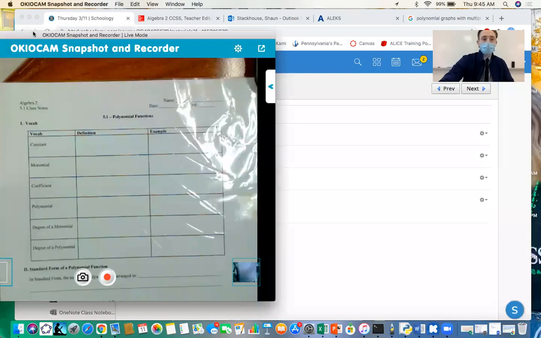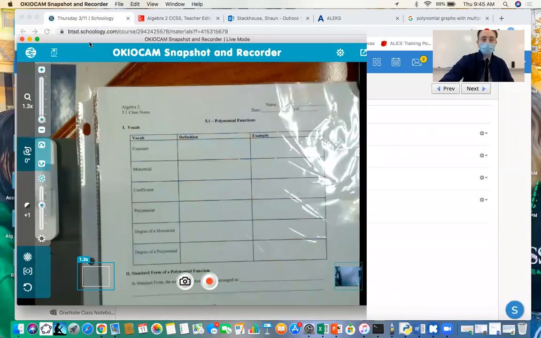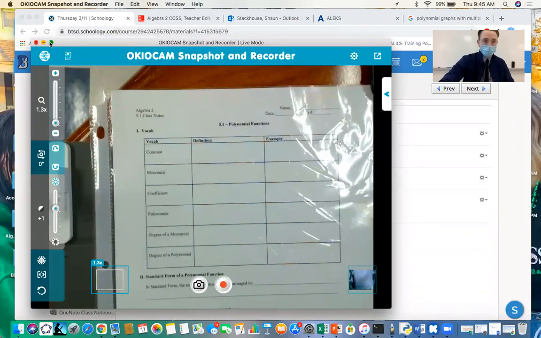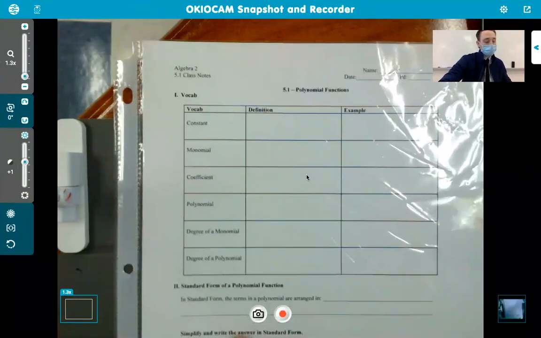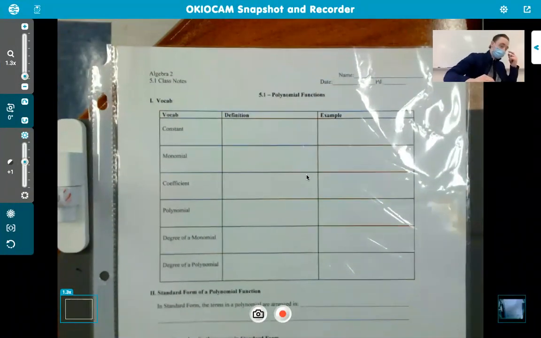So the notes look like this for section 5.3. Okay. Like I said, we're dealing with polynomials and all the different characteristics. And we're going to start with some definitions. These are some terms that you've heard me kind of throw around, but they're also going to be helpful for us when we start to categorize polynomials the way that we need to.